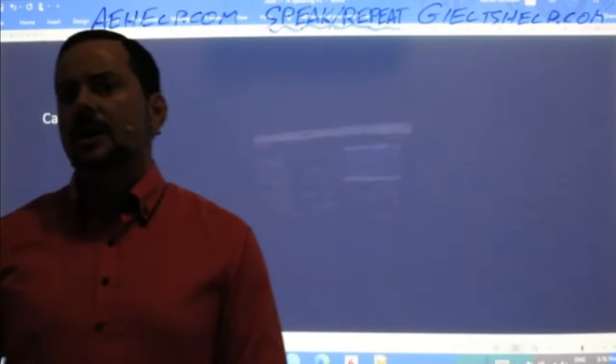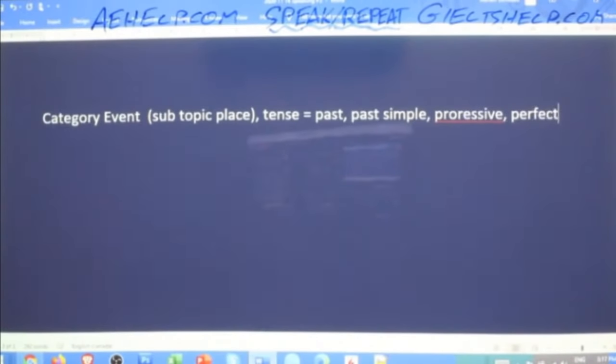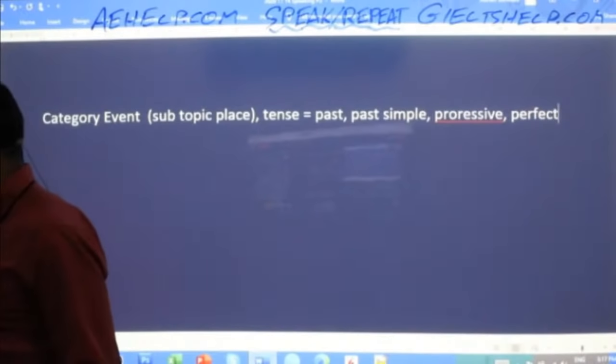That's what you have to focus on. Place here is very slight, okay? It's just a slight subtopic, place. Yeah, because it's the restaurant, right? Okay, and the tense is past. So you're going to use past simple, progressive, perfect. Okay, you're using those tenses. All right?